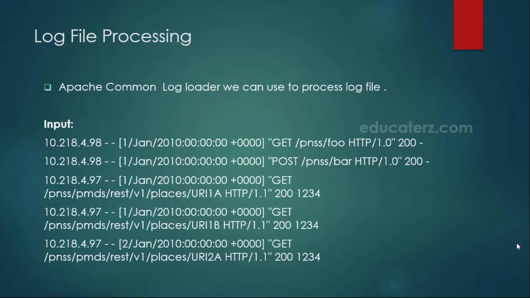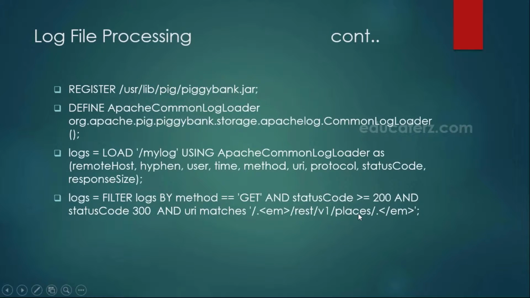Similar to how we process the XMLs, before processing we registered the piggybank jar, and then we defined the XPath and so on. In a similar way here also we need to register the piggybank jar wherein all these definitions are available. Once that is there, we can directly load our log files. So let me log into the Cloudera QuickStart VM and show you how to process our log files with the help of the Pig Apache log loaders.